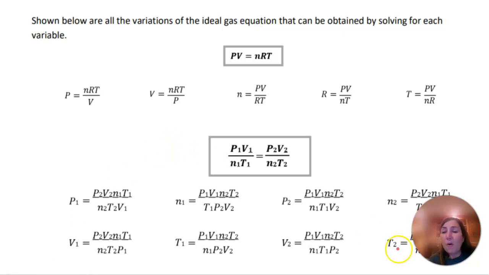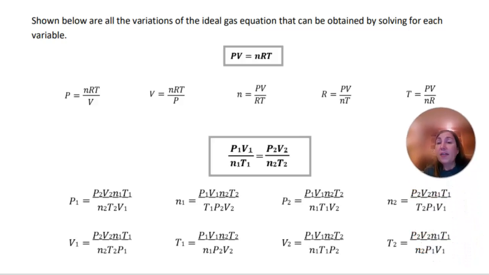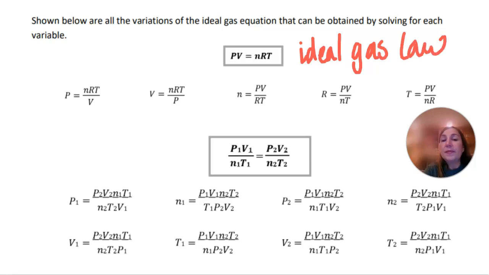Here are a whole bunch of variations on the different gas laws. We can derive these by using algebra to isolate a variable, but this is just a big table of gas laws to make it easier for you to find the one that might be most useful for a particular problem. Just to remind you, PV equals nRT, that's your ideal gas law. P1V1 over n1T1 equals P2V2 over n2T2. That's your combined gas law.